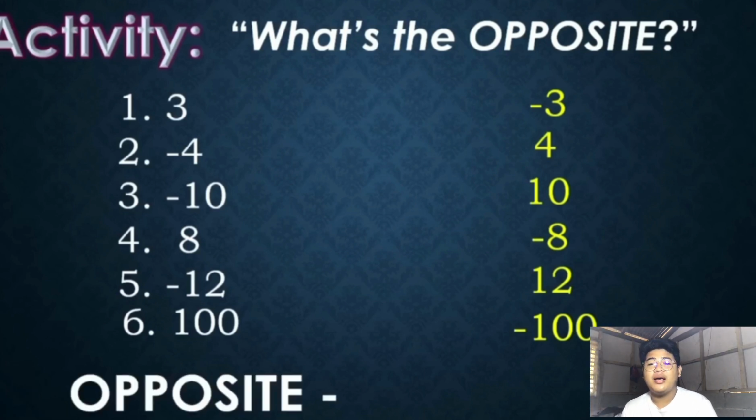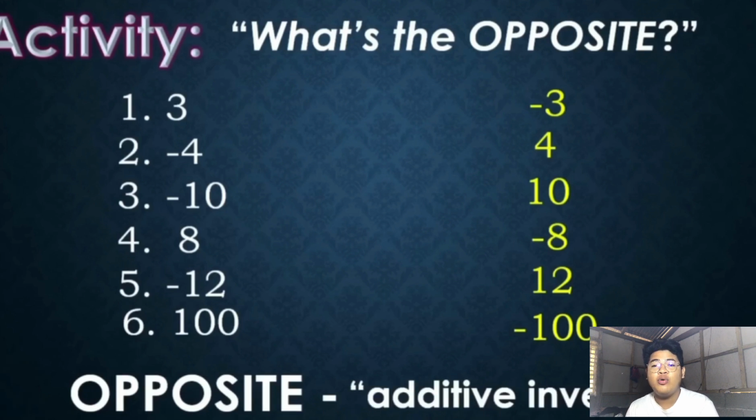If you see opposite, it's an additive inverse. If the teacher asks you what is the opposite of 3, it is negative 3. And if the teacher asks you what is the opposite of negative 12, it's positive 12.